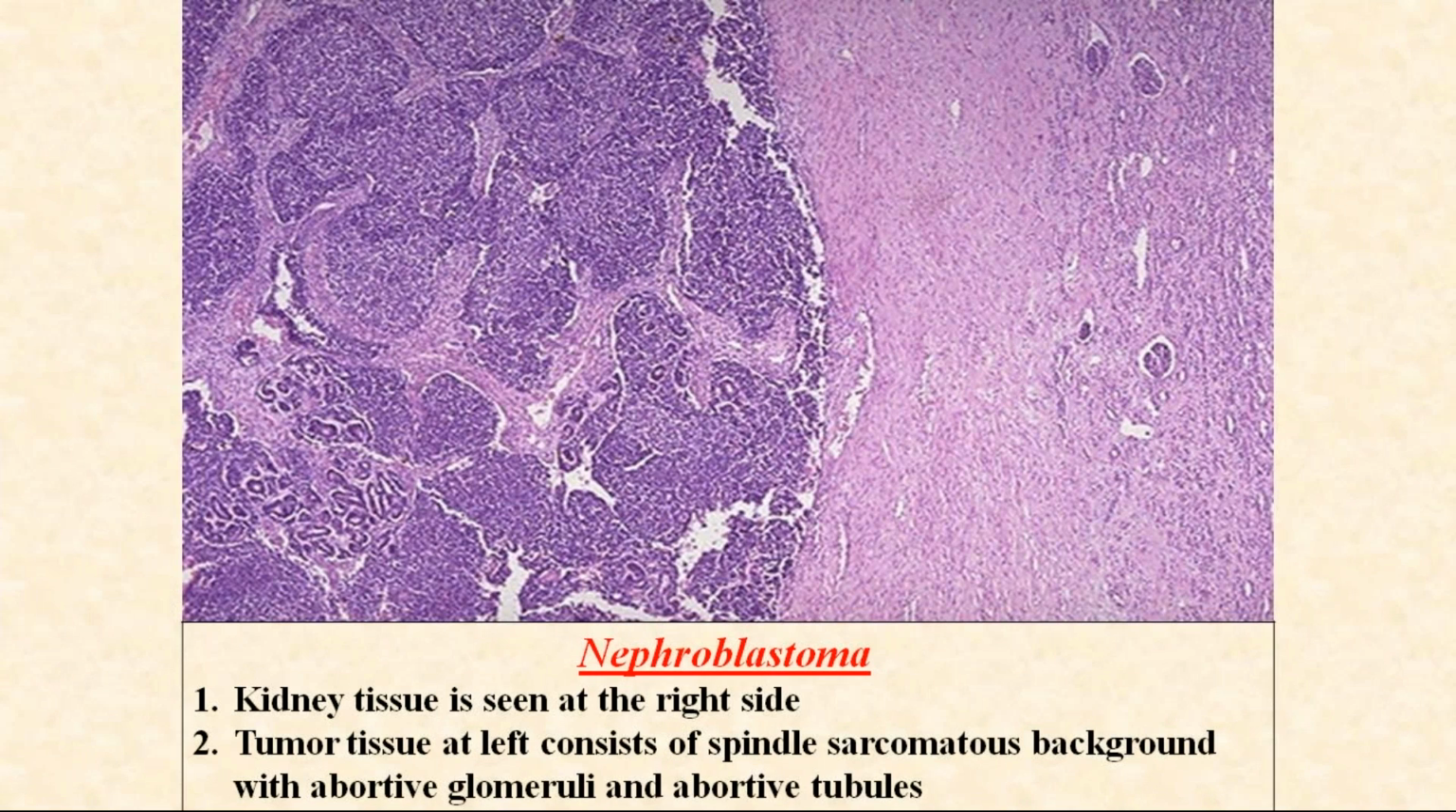So this is a nephroblastoma. Histologically, you see the kidney tissue is seen at the right side. Right side means this side is normal. The left side is the tumor. The tumor consists of spindle cells and fibrous septa, and glomeruli and abortive tubules are present. These are the tubules. That is a histological feature of the nephroblastoma.